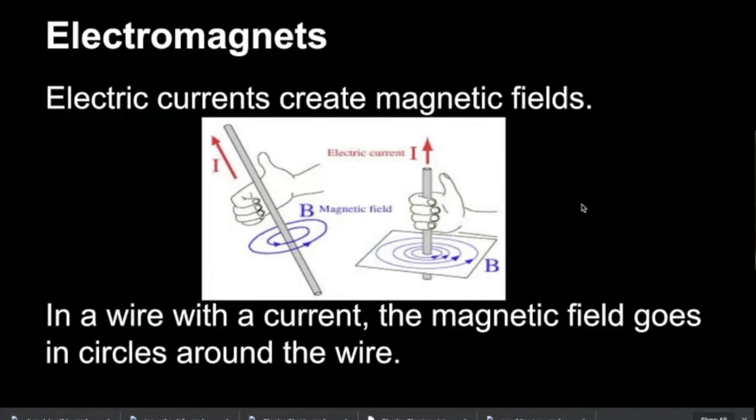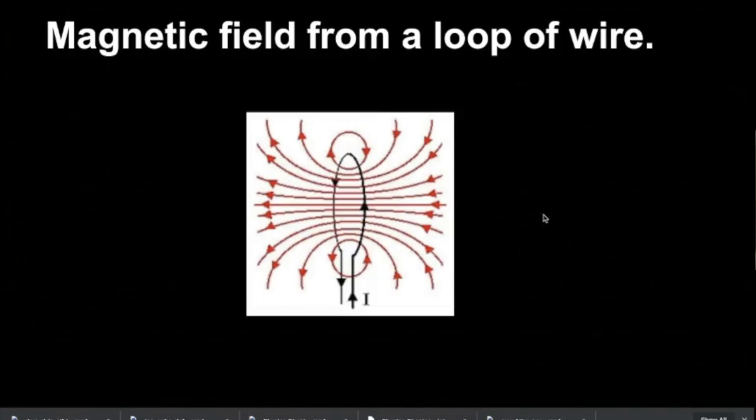Electromagnets: you can make a magnet by running current through a wire. Currents create magnetic fields. If you make a loop of wire, you still create magnetic fields if you have current running through it. It's just shaped a little bit differently.